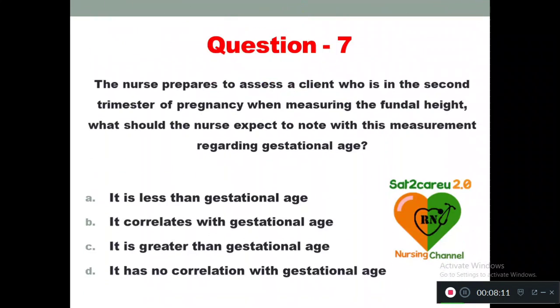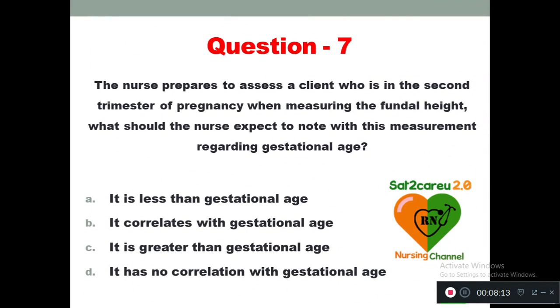Question number 7. The nurse prepares to assess a client who is in the second trimester of pregnancy. When measuring the fundal height, what should the nurse expect to note with this measurement regarding gestational age? Option A, it is less than gestational age.